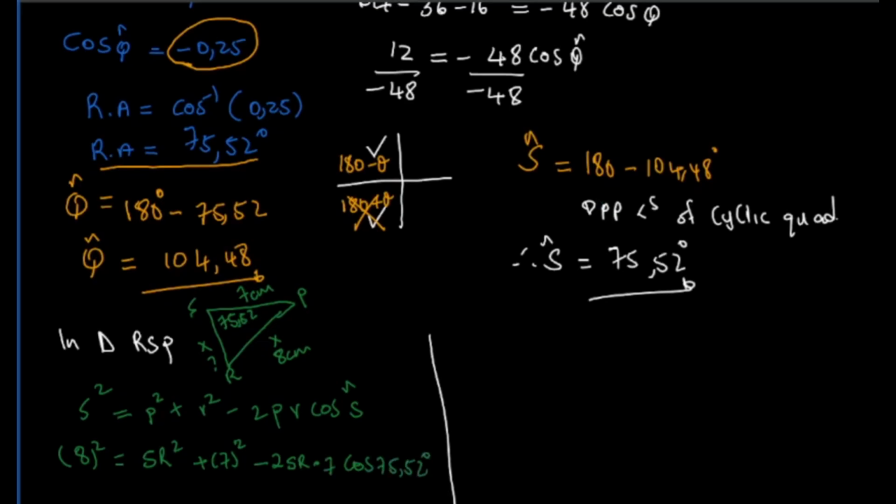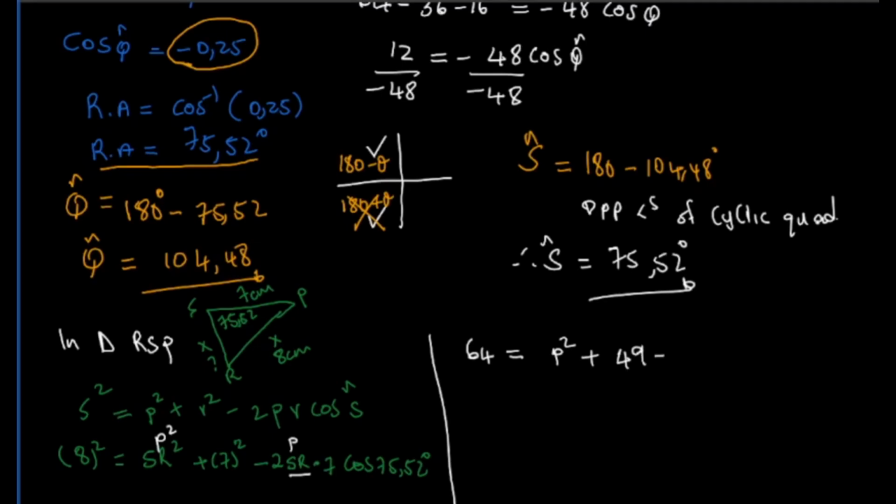So I don't want to waste time on this one. Let's let this SR be small p, okay? So this will be, no, 8 squared is 64, right? So this will be 64. It equals p squared plus 7 squared, which is 49.